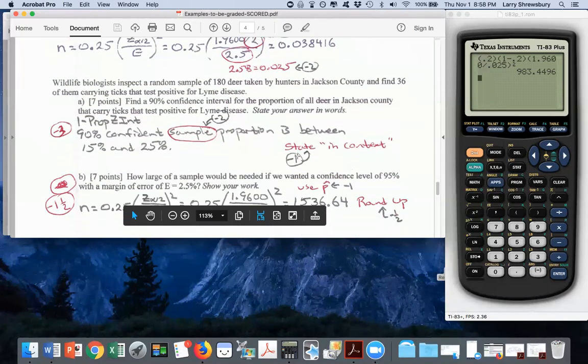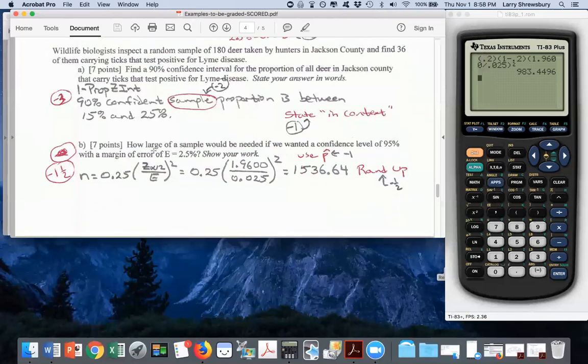Oh, let's look at another one. Now here, they're saying they're 90% confident the sample proportion is between 15% and 25%. No, we're 100% confident the sample proportion's in there. Smack dab in the center, silly. So that's wrong. But also they didn't state it in context.